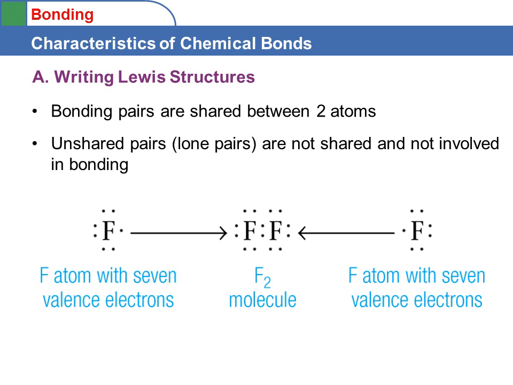For example, fluorine has 7 valence electrons. That means 7 electrons in its outside energy level. An F2 molecule is where 2 fluorines come together and share 1 electron with the other one. Okay, so each fluorine by itself has 3 lone pairs, or unshared pairs. They're only sharing 1 pair of electrons, so there's 1 bonding pair, or a single bond.